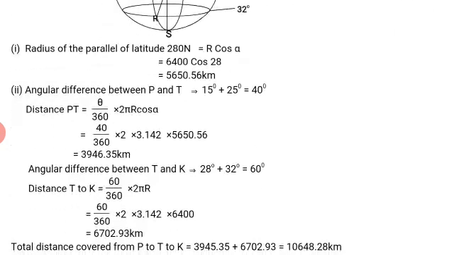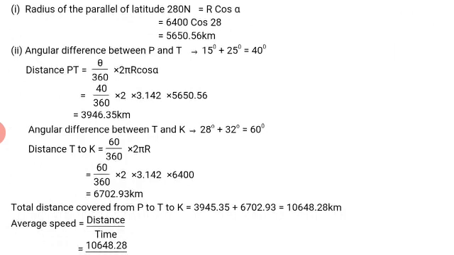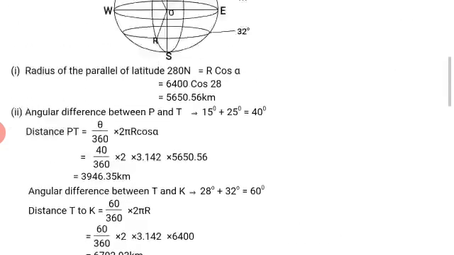Hence, we are going to have the angular difference between T and K to be equal to 28 degrees plus 32 degrees, and that gives 60 degrees. So distance TK is equal to 60 over 360 times 2 pi r. In this case, the radius is going to be the radius of the earth because we are on a great circle, which is a line of longitude. Hence, we have 60 over 360 times 2 times 3.142 times 6,400, and that gives us 6,702.93 kilometers. That is the distance between T and K.